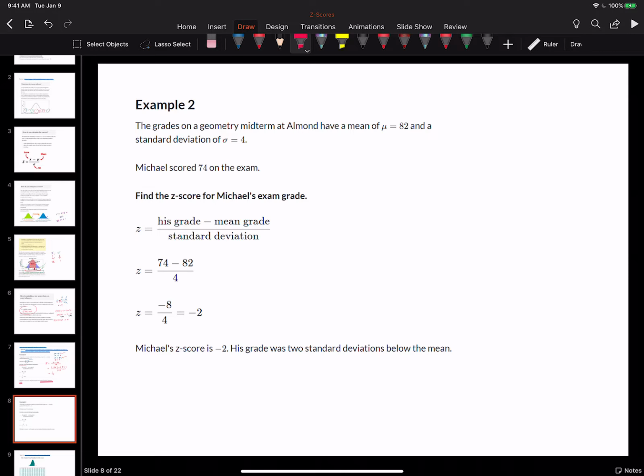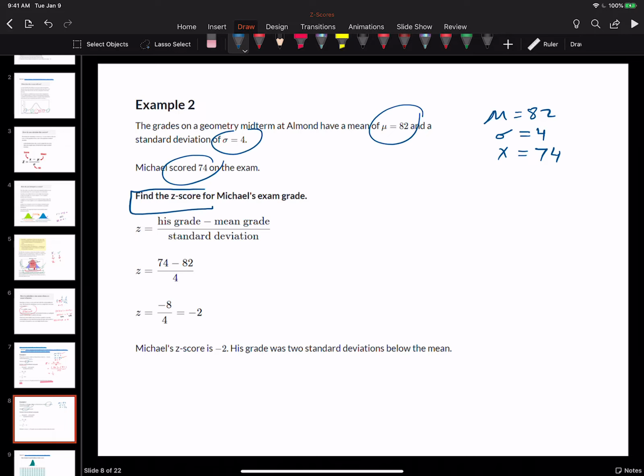Next, the grades on a geometry midterm at Almond have a mean of 82. So we are given that mu is 82. The mean is 82. The standard deviation is 4. And the score is 74. Whenever you see score as 74, that's not z, that's an x. So x is given to me now as 74. Find the z-score. Z is missing.